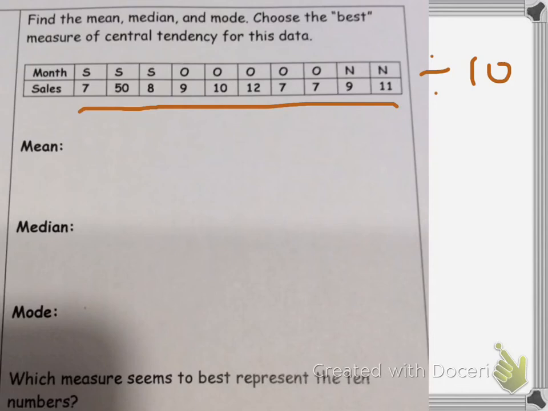Got 13. I also got 13, so we're going to go with 13 there. Okay, the median is the middle number. In order to find the middle number, we have to list those from least to greatest. The smallest number is 7.